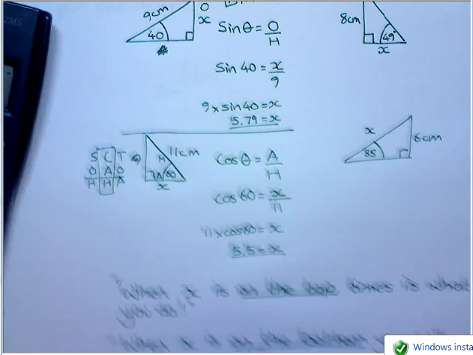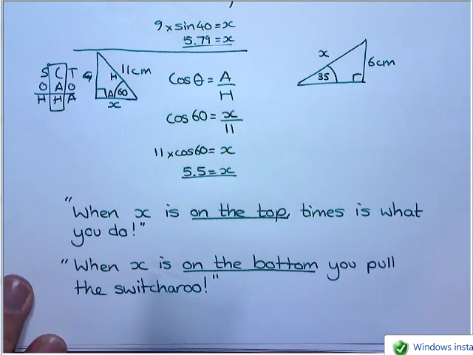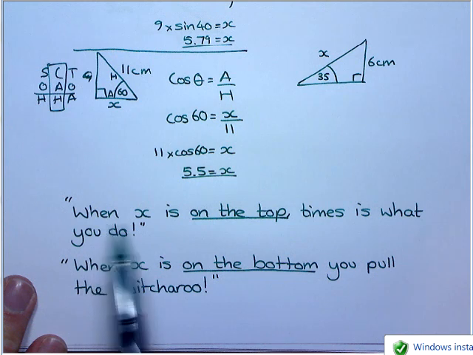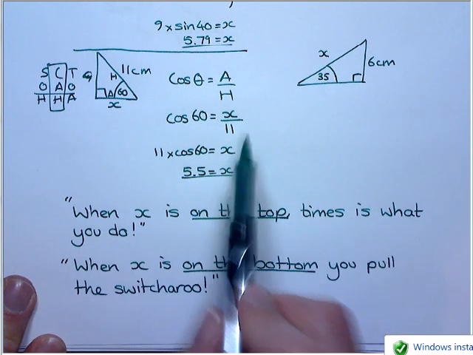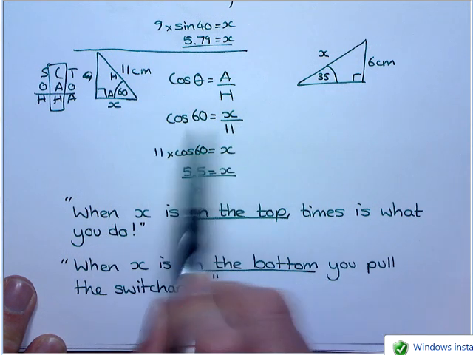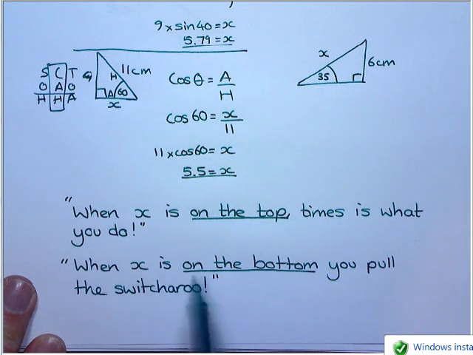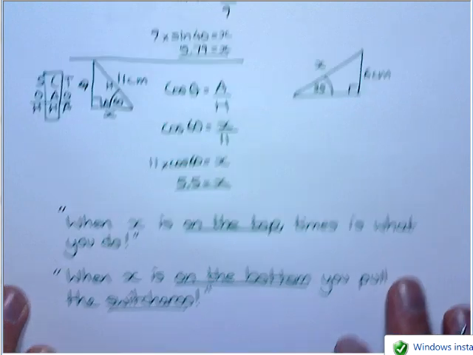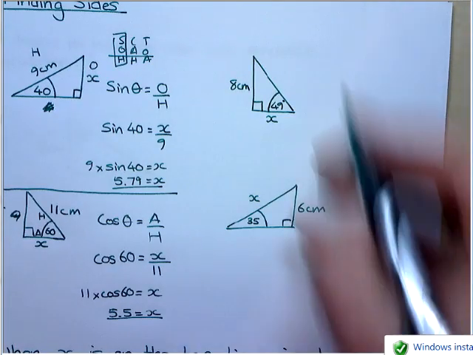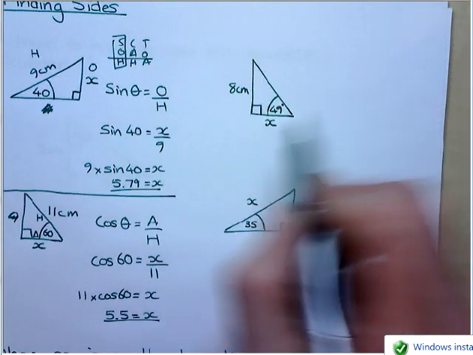Now, if you've seen my YouTube video to Bruno Mars on this, it says when x is on the top, times is what you do. So when x was on the top, we did times. Now the next bit says when x is on the bottom, you pull the switcheroo. Now, I've explained mathematically why this works many times in my other videos. For this, it's a revision video. It's just getting you up to scratch, basically. So let's show you what it does.